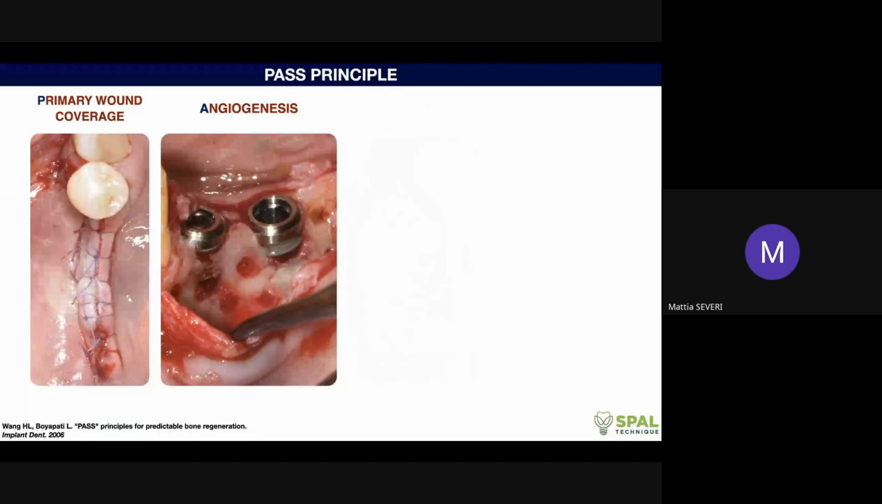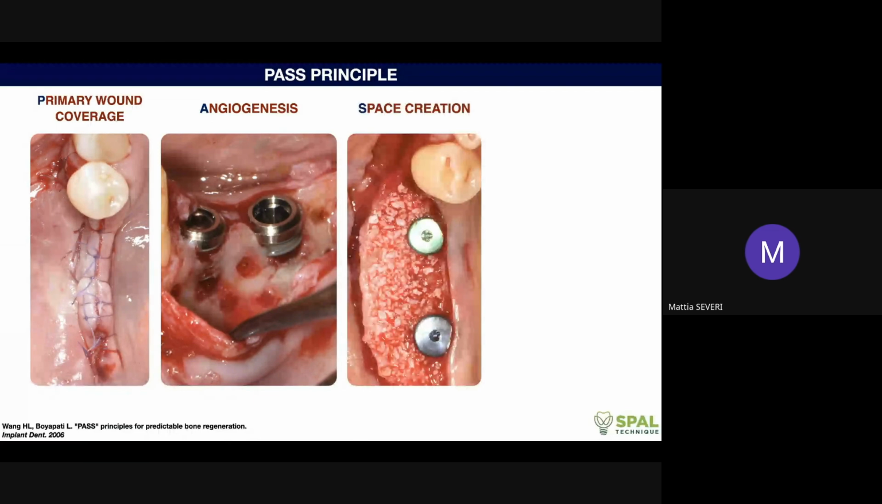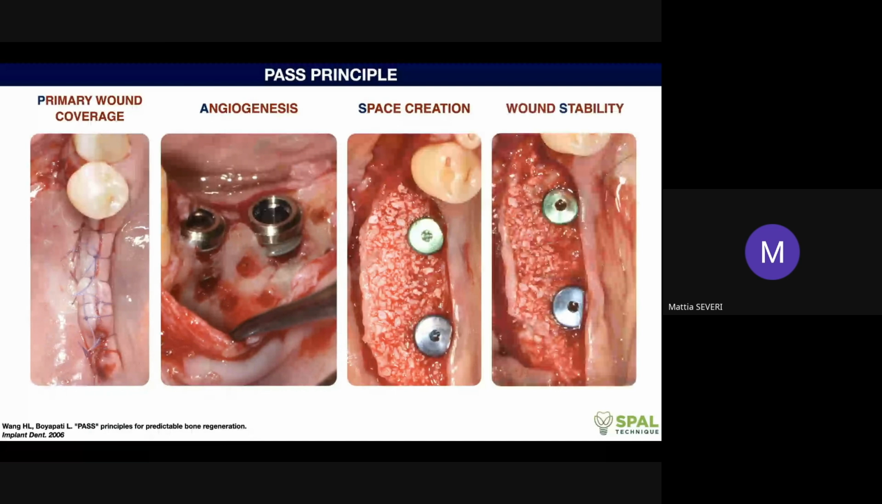The creation of a secluded space, which is given by the filling of the space between the periosteal layer and the bony crest with a stable, non-resorbable bovine-derived xenograft that allows us to maintain a space during the healing phase. And finally, wound stability, which is obtained by both stabilizing the periosteum to the lingual flap and obtaining a tension-free primary intention closure, coronally advancing the mucosal layer.